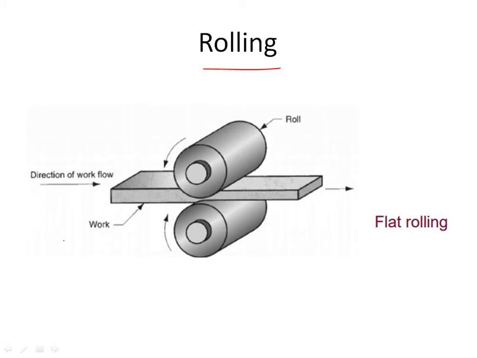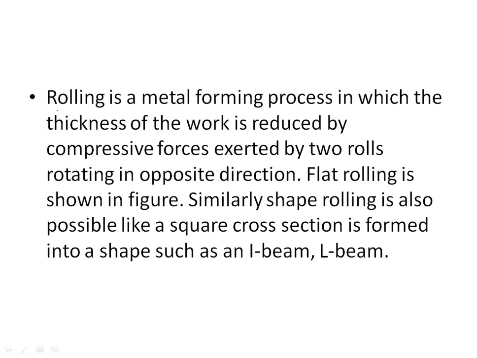Okay. So you can see the direction of the workflow in the sketch. Direction is shown in this way. The direction of the workpiece is shown in this way. And you all can see this portion is a workpiece, which is a rectangular workpiece, and at the top and at the bottom there are two rolls. Okay, and this is the direction of roll, flat rolling. Next, what is rolling?